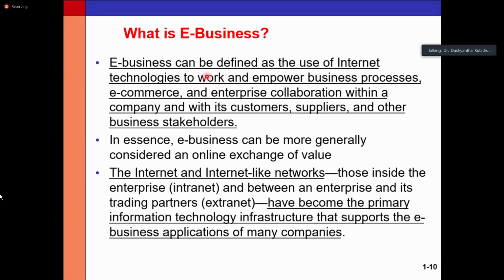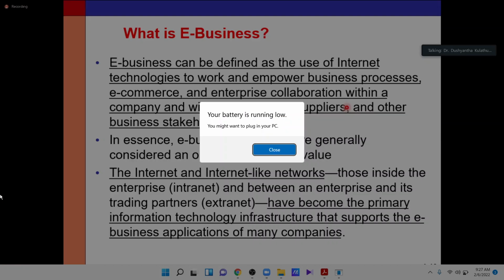So we will be utilizing the same internet technologies within the organization to perform its business processes. And also here it says for performing e-commerce transactions, which we basically perform with our customers, and also for some form of enterprise collaboration with our trading partners. It can be the suppliers, the distributors, or other trading partners like customers or any other trading partner.